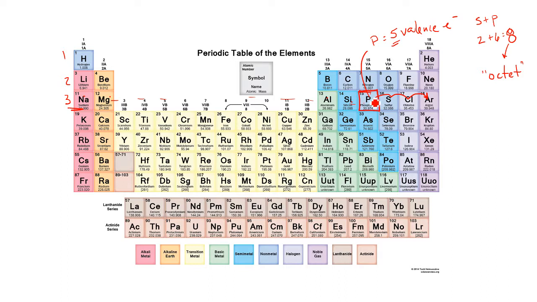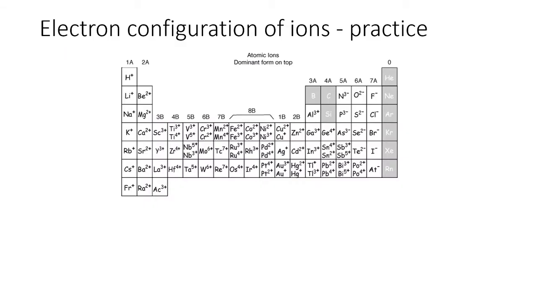Okay, so phosphorus has 5 valence electrons. Silicon would have 4. 1, 2, 3, 4. So we'll talk about that more, but I'm planting the seed now. We'll come back to it when we're together on Thursday.